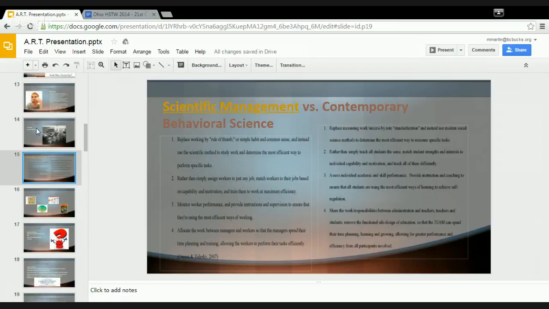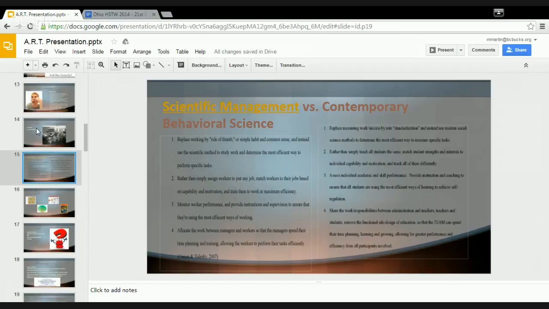Three was monitor work performance, provide instruction, supervise them, ensure that they're using the most efficient ways of doing things, because employees at that time really didn't know what was best for them, and supervisors did. And allocate the work between managers and workers, so the managers spend their time planning and training.